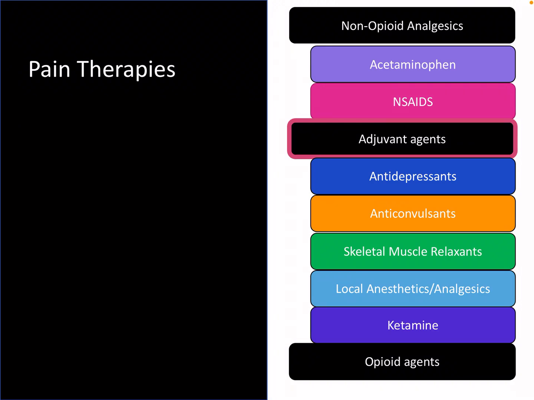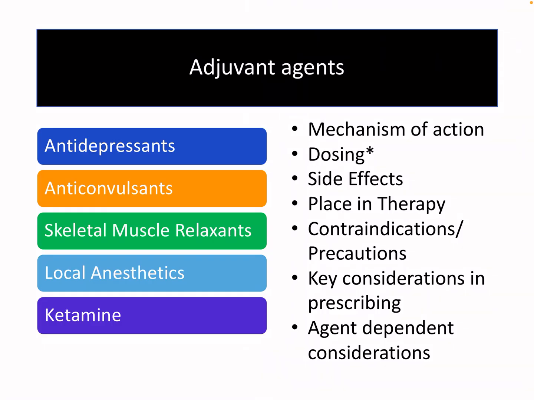Next, let's talk about some of these adjuvant agents, such as antidepressants, anticonvulsants like gabapentin and pregabalin, which we'll primarily focus on, skeletal muscle relaxants, local anesthetics and local analgesics, and ketamine. With each of these, we're going to go ahead and give you the mechanism of action because you haven't learned it yet, and it can help sometimes inform how we use it.